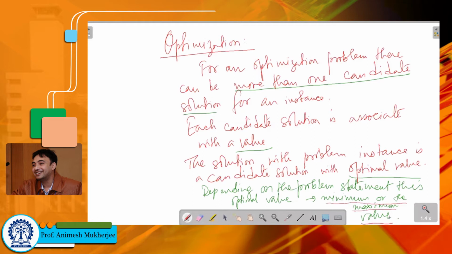So then there are a few terms that we have learned. An optimization problem, first of all, is a problem which can have more than one candidate solution. Now each candidate solution has a value associated with it. Now the solution to the problem is that candidate solution which has an optimal value, and the optimal value is either the minimum or the maximum value depending on the problem in question.